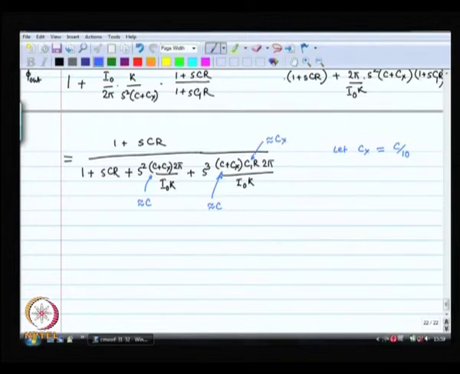Cx is much smaller than C. You can show that under such conditions this kind of a system is going to be stable. There is not going to be too much of a problem with this.